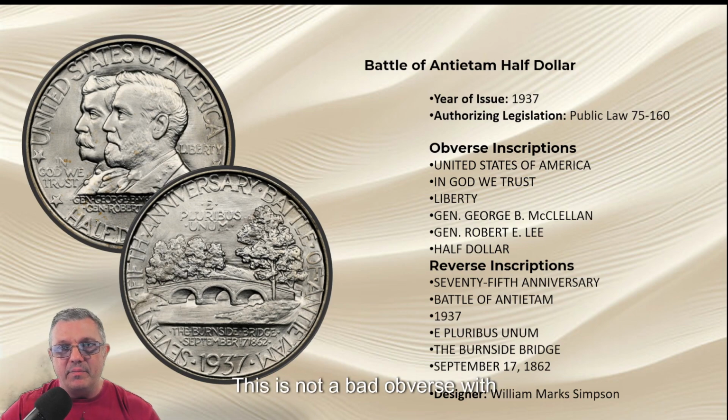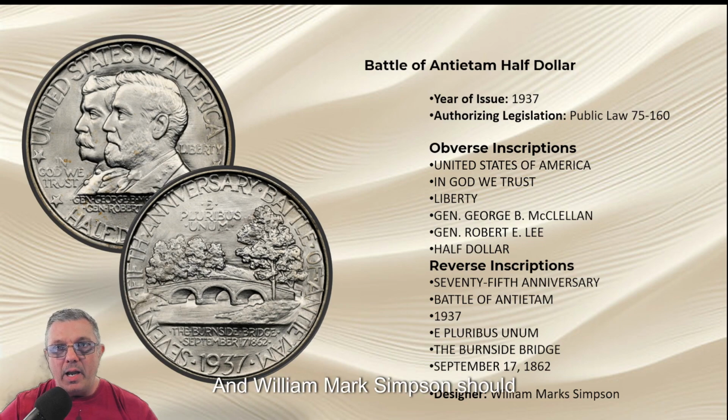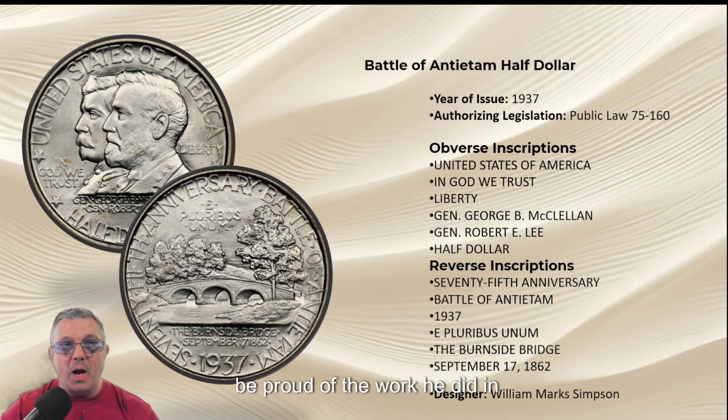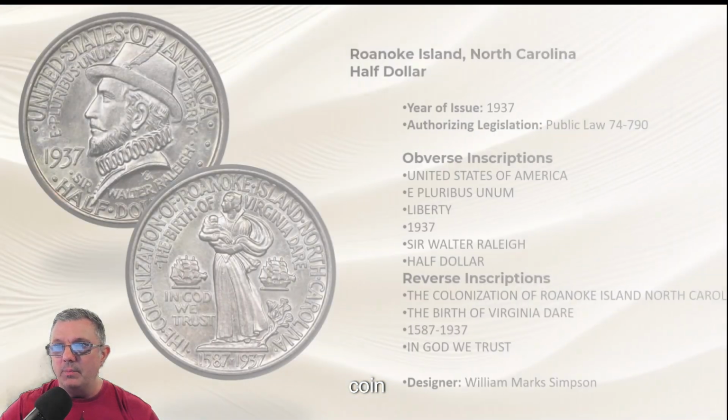This is not a bad obverse with two people. It's probably right in the middle of my road when it comes to the niceness of two people sharing the obverse of a coin. But you see a really picturesque reverse, and I really like the reverse of this. You see the bridge there, the Battle of Burnside. That's the Burnside Bridge. Again, just an amazing coin overall. I think they did a really good job, and William Mark Simpson should be proud of the work he did in the development of this particular coin.